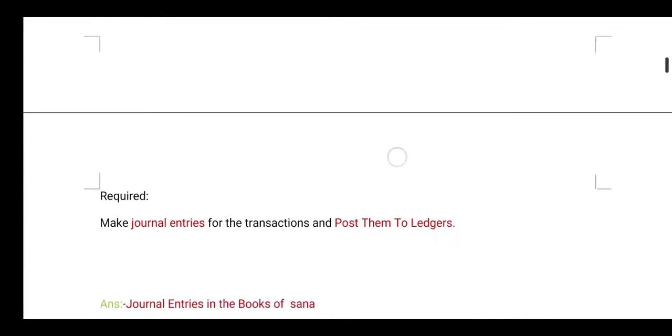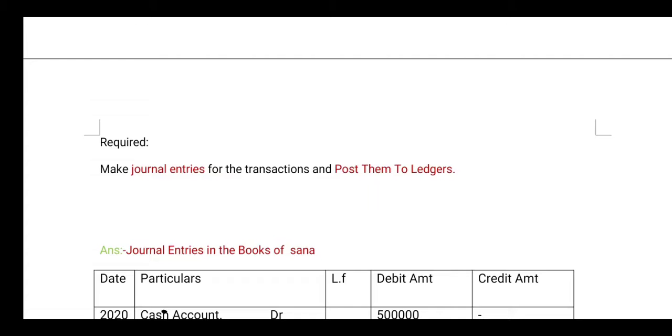and also on the same date, 31st, paid salaries 3,000, and also on 31st withdrawn cash for personal use from the business 5,000. Now we are requested to make journal entries for the transactions and post them to ledgers.